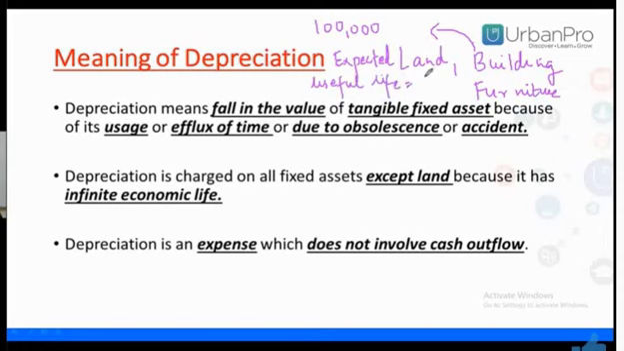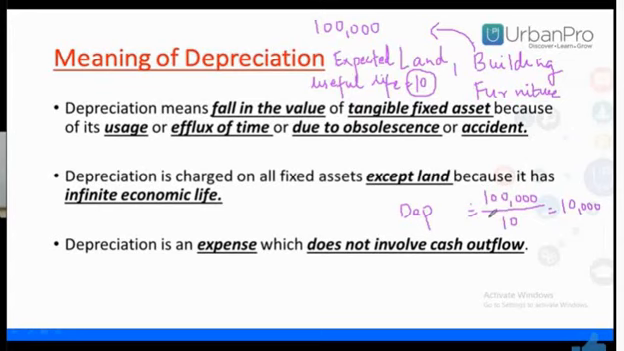Any building, maybe we use it for next 10 years or maybe 12 years or 15 years. We cannot calculate the exact useful life, but yes, we can estimate it. For example, we estimate its expected useful life is 10 years. So the new building is costing us rupees 1 lakh and it will last for 10 years. So we can say every year its value is going down by rupees 10,000. So this 10,000 we call it as a depreciation.